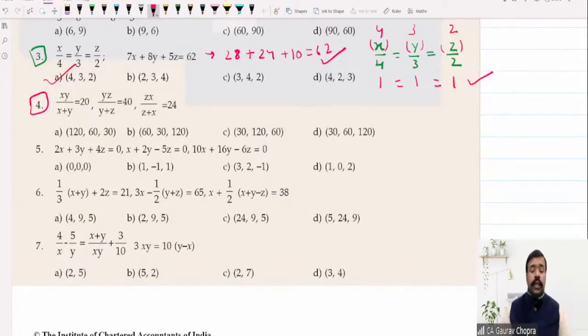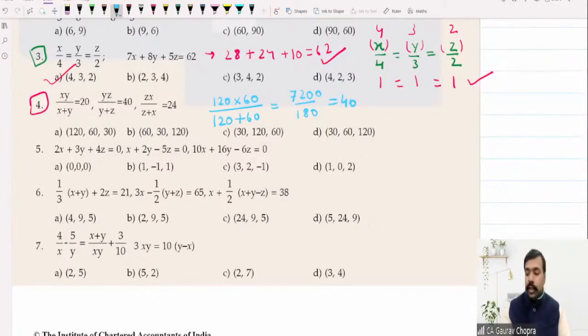So first is 120, 60 and 30. If we check this first option, let's see what happens. 120 multiplied by 60 divided by 120 plus 60, and let's check how much is coming. 120 into 60 gives 7200, and then divided by 180, now it gives 40.